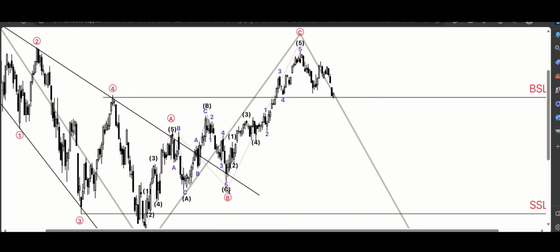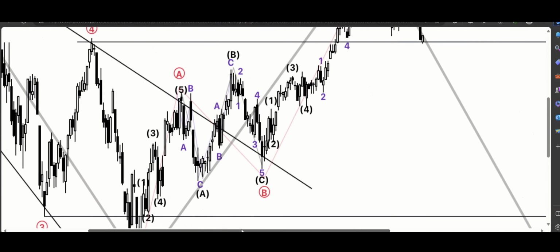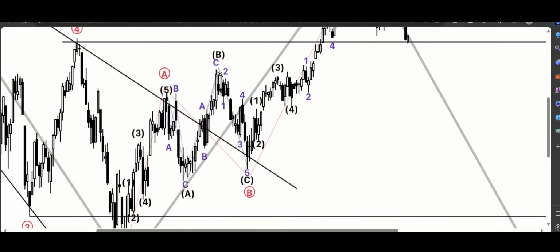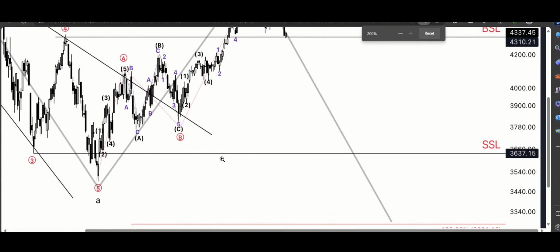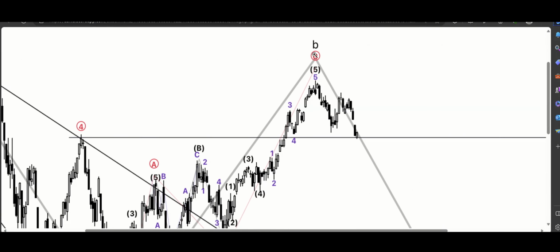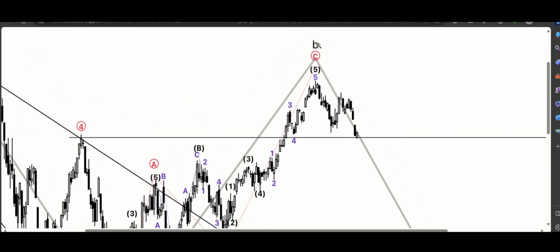And now we came down for your B wave. Now within your B wave, you have a 3-3-5 Elliott wave flat pattern. So 3 waves down to formulate your A wave, 3 waves up to formulate your B wave, and then another 5 wave move down to formulate your C wave. Then what happens is we go on for your C wave of your C wave, or in other words, your last wave of your counter trend.